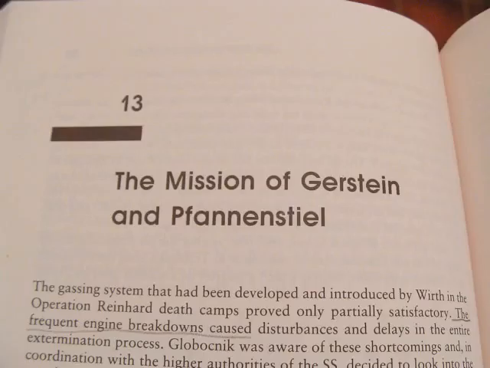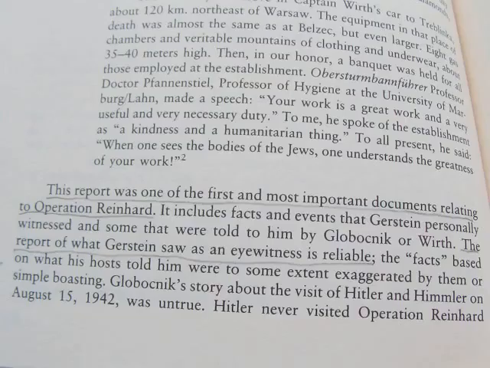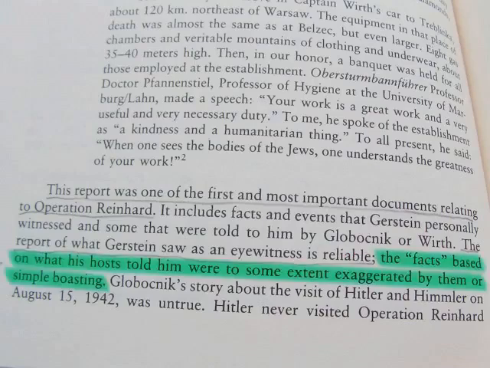And Yitzhak Arad, the former director of Israel's Holocaust Museum, has a chapter devoted to Gerstein. He writes on page 102, "The report of what Gerstein saw as an eyewitness is reliable. The facts based on what his host told him were to some extent exaggerated by them or simple boasting." Glad he cleared that up for us.